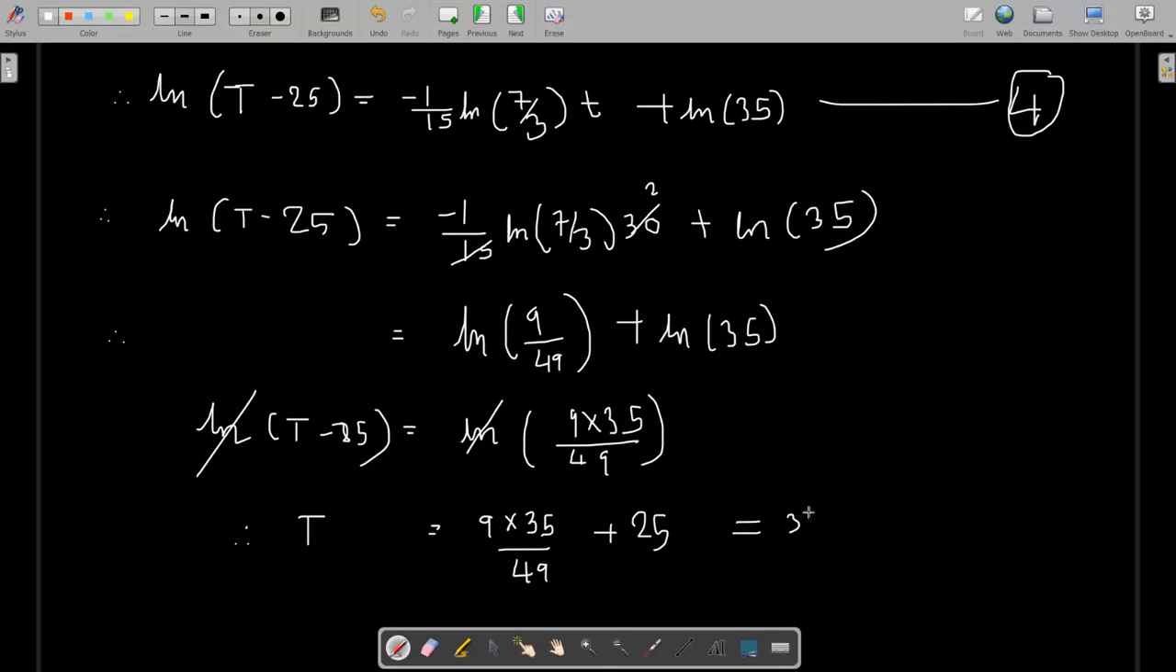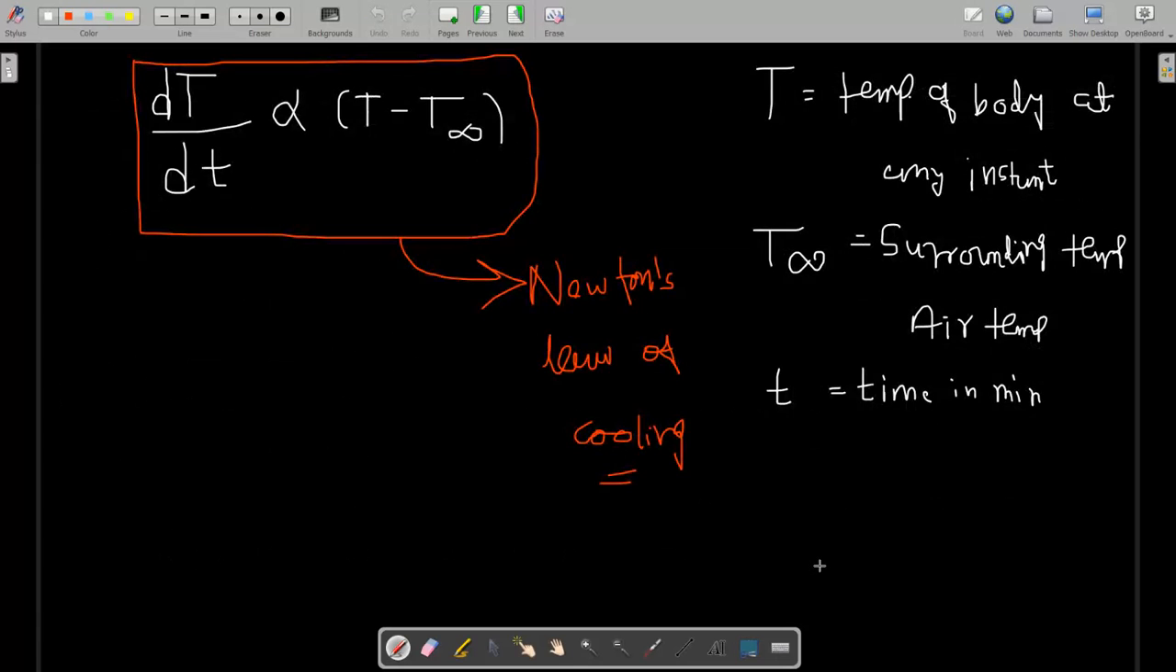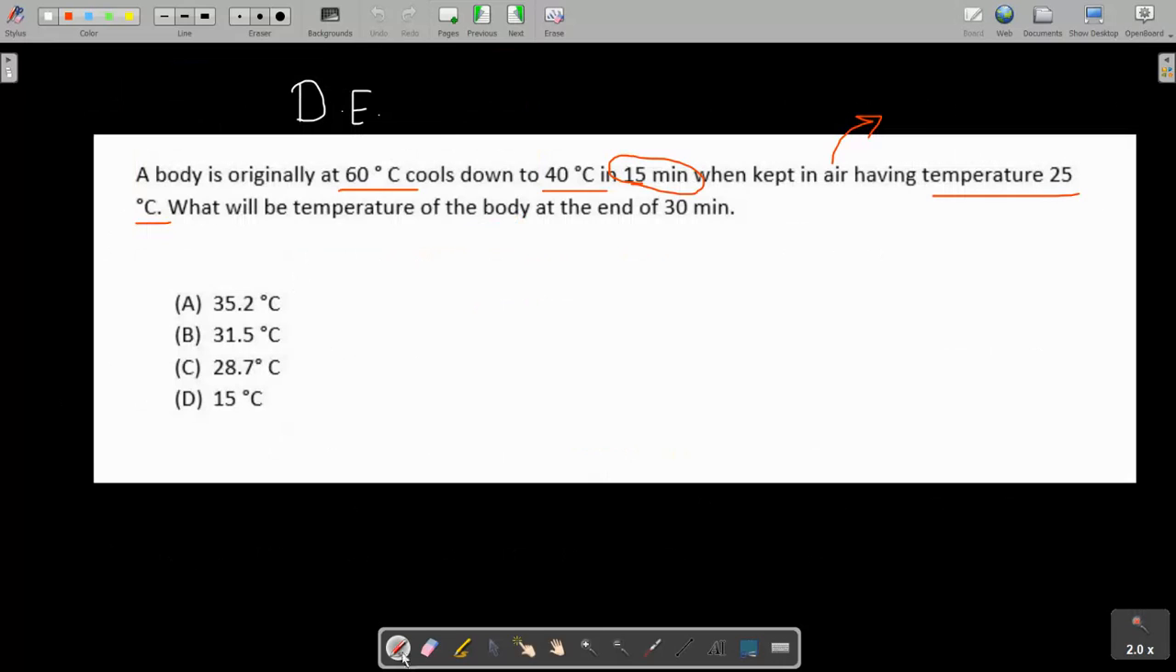When you solve this in your calculator, you will find 31.44 degrees Celsius. So this is the answer, and this is how we use differential equations in application form, in heat transfer. So our answer is 31.5, the nearest answer.